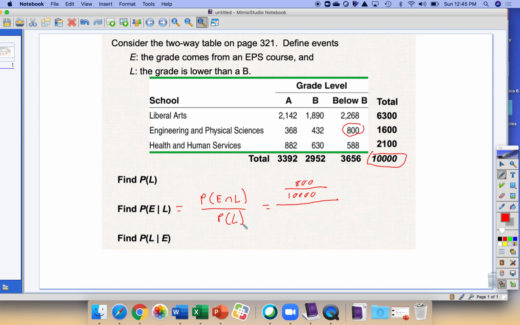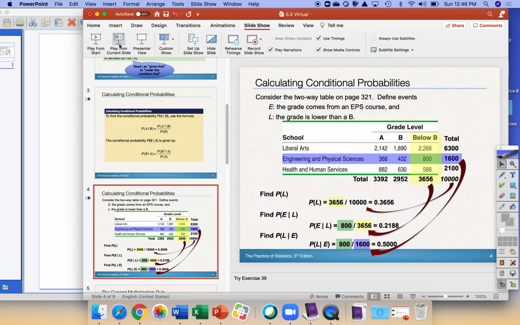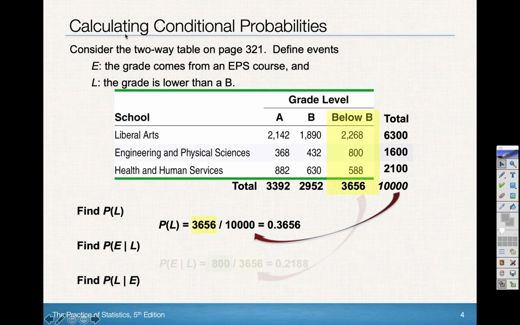Divided by the probability of event L, which we actually found in the first problem. The probability of event L is the probability of getting a student below a B, which is 3656 over 10,000. And when you do this, you will see that the 10,000s will cancel out, and I'm left with 800 over 3656. So I could use the formula here, which I showed you, and you would get the exact same answer that you see here, where I didn't actually use the formula.